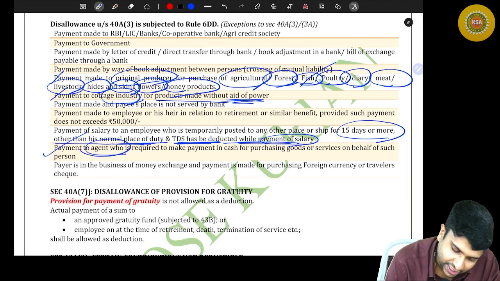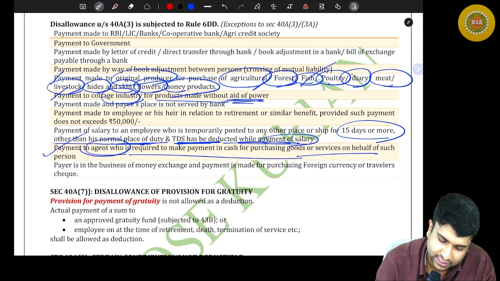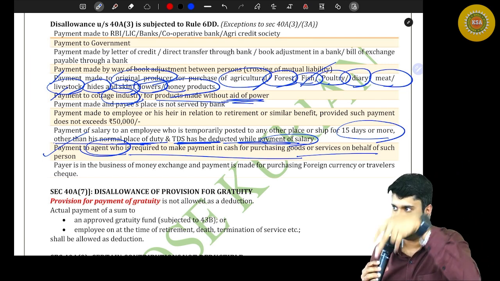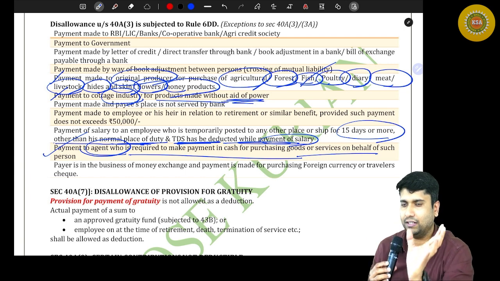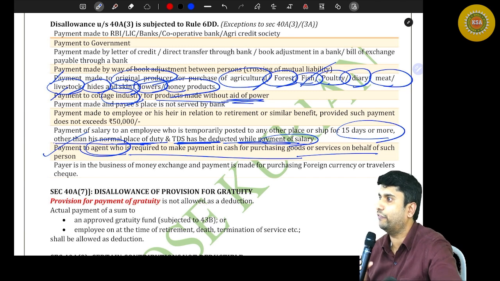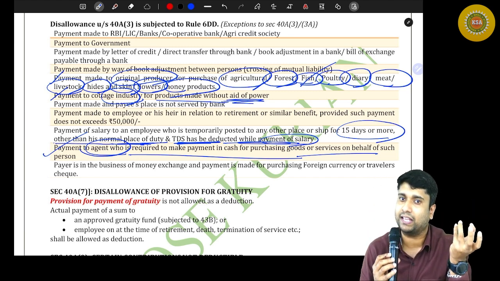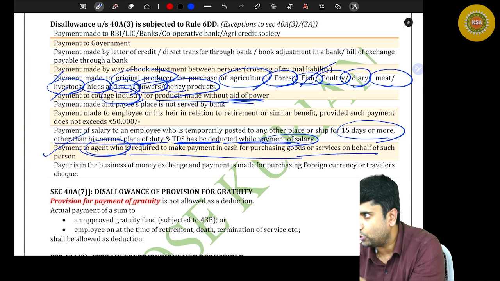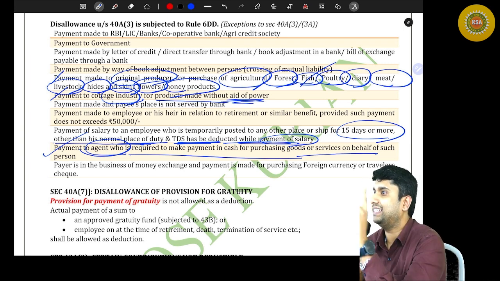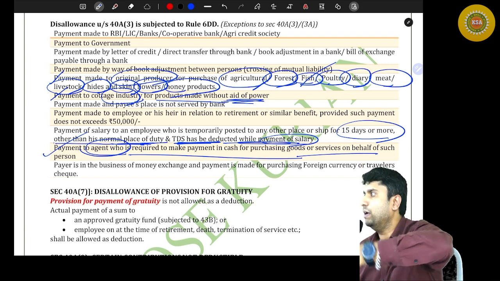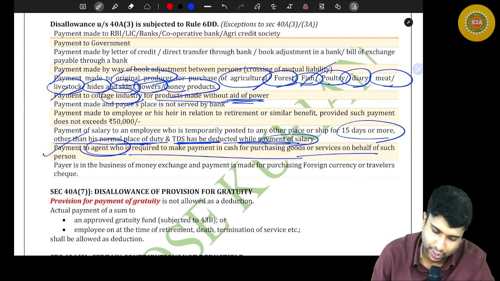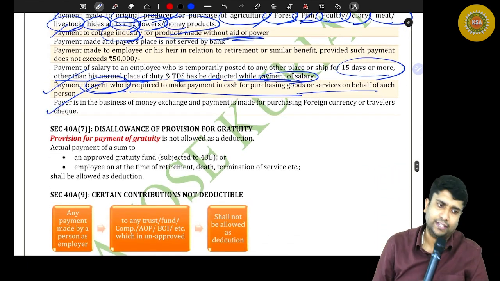Payment to an agent who is required to make the payment in cash for purchasing goods or services on behalf of such person. When the principal gives money to the agent, no problem. The principal in his books of accounts can show cash payments to the agent. And the agent is required to distribute that money to different people. Absolutely no problem. The principal can pay money to his agent. Are you with me? But the agent in his books of accounts has to make sure that payments exceeding 10,000 are made only by way of prescribed modes. You can hand over money to your agent. No problem. For that, there won't be any disallowance. Are you with me? And the last point, can you read the last point?